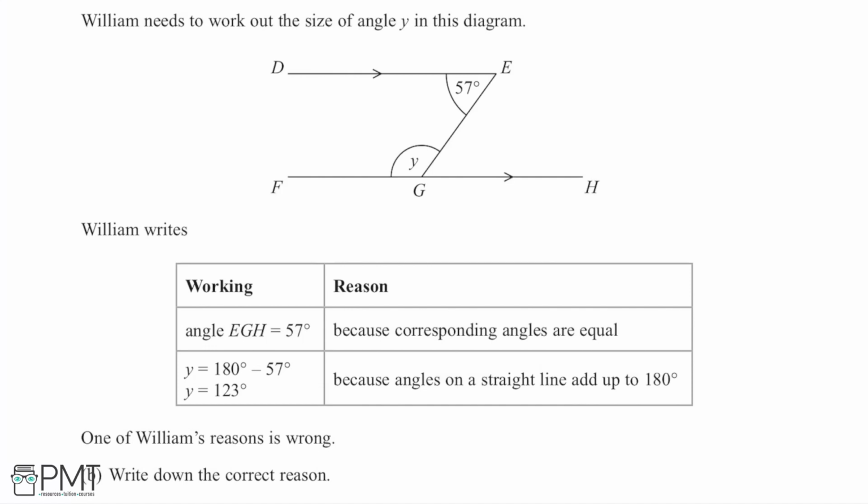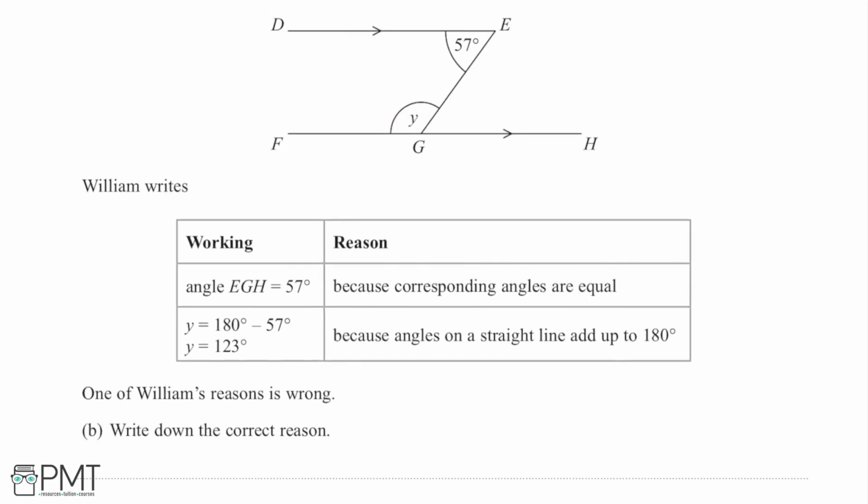So now here we're told that William needs to work out the size of angle Y in this diagram. So we have the two parallel lines, so that's what these little arrows mean. DE is parallel to FH here. And then we have this line from E to G between the two parallel lines. And we have an angle of 57 here and an angle of Y here, which is what we're looking to find. We're told that William writes the following.